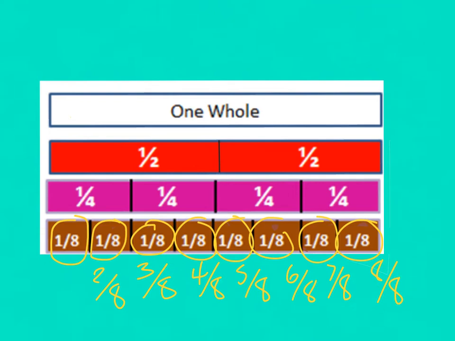And what do we do when the numerator and denominator are the same? We can say 8/8, but it's a lot easier just to say 1 because it's 1 whole. So 8 1/8 equals 1 whole.